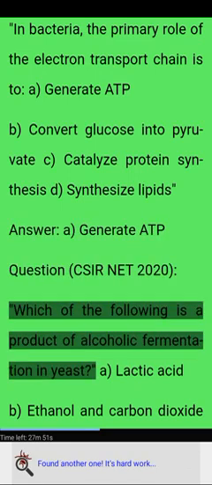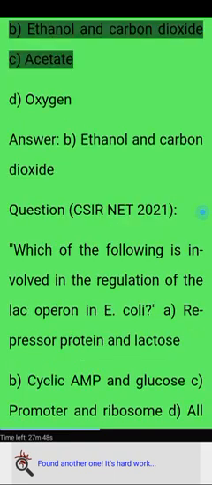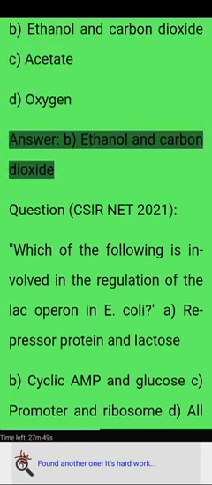Question CSIR NET 2020. Which of the following is a product of alcoholic fermentation in yeast? A. Lactic acid. B. Ethanol and carbon dioxide. C. Acetate. D. Oxygen. Answer: B. Ethanol and carbon dioxide.